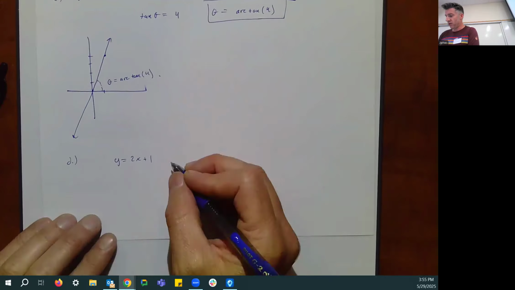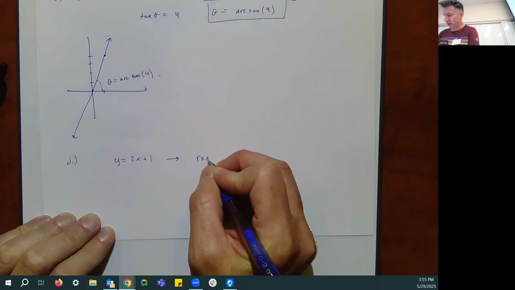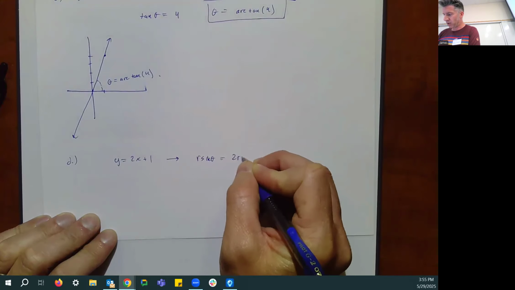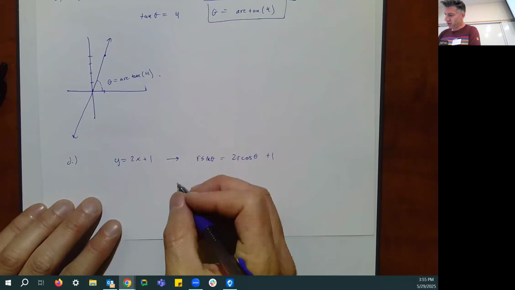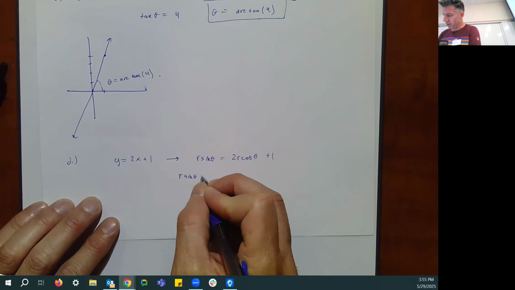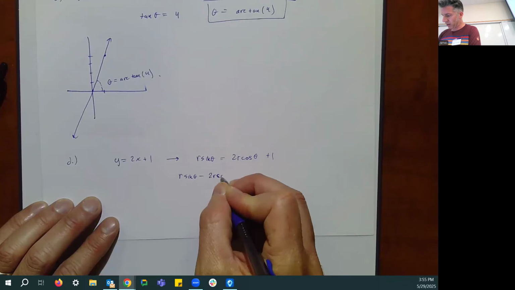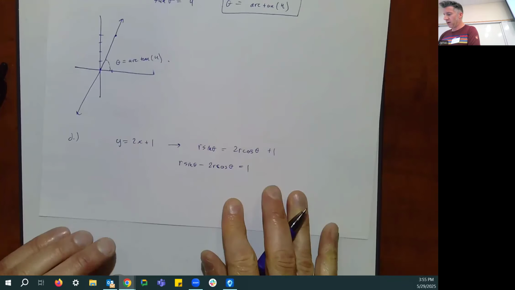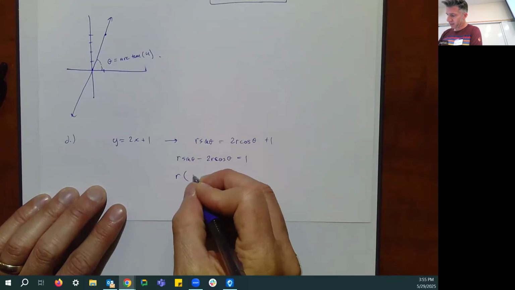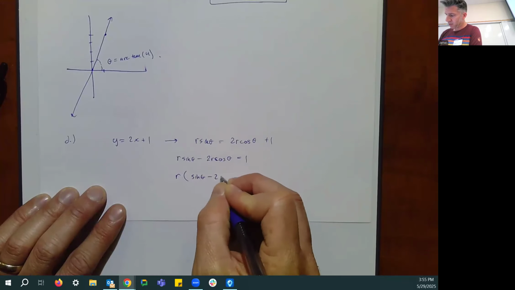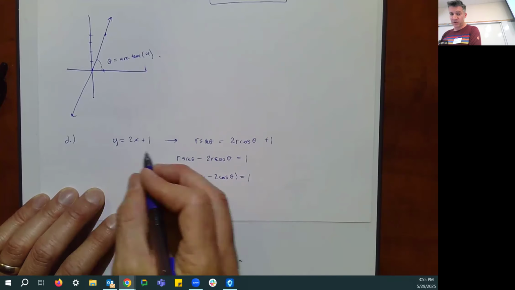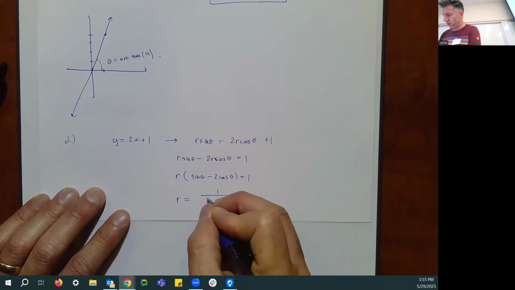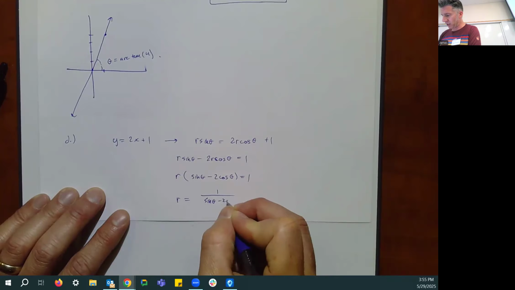So here we would just say r sine theta equals 2r cosine theta plus 1. We bring the r things to one side, so we'd have r sine theta minus 2r cosine theta equal to 1. Factor out the r, and then divide by what's left over. So here, the equation of this line is r equal to 1 over sine theta minus 2 cosine theta.